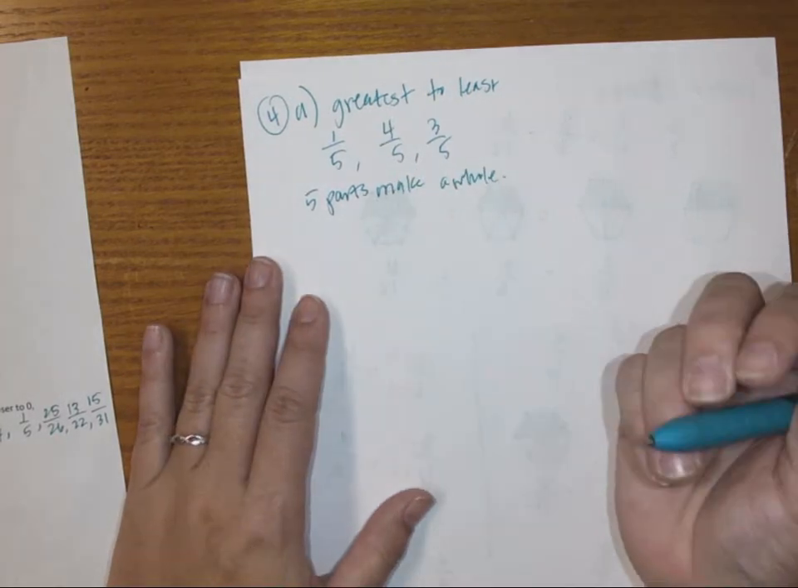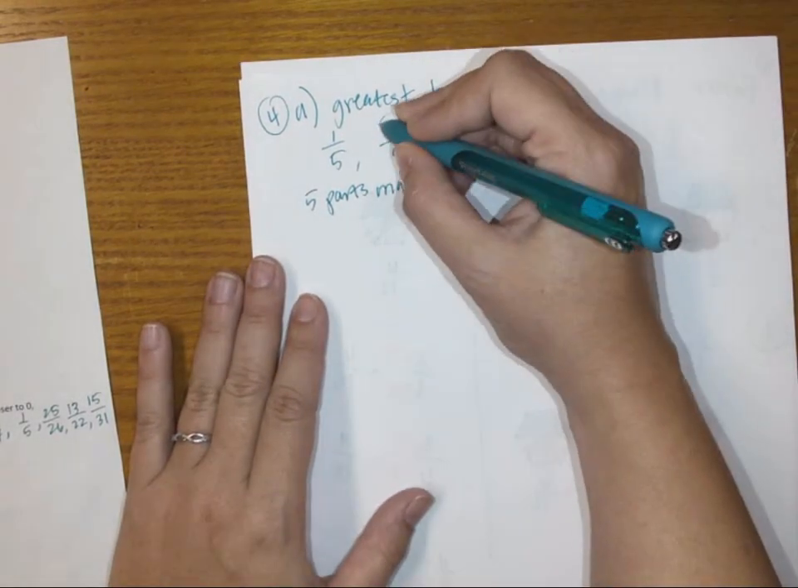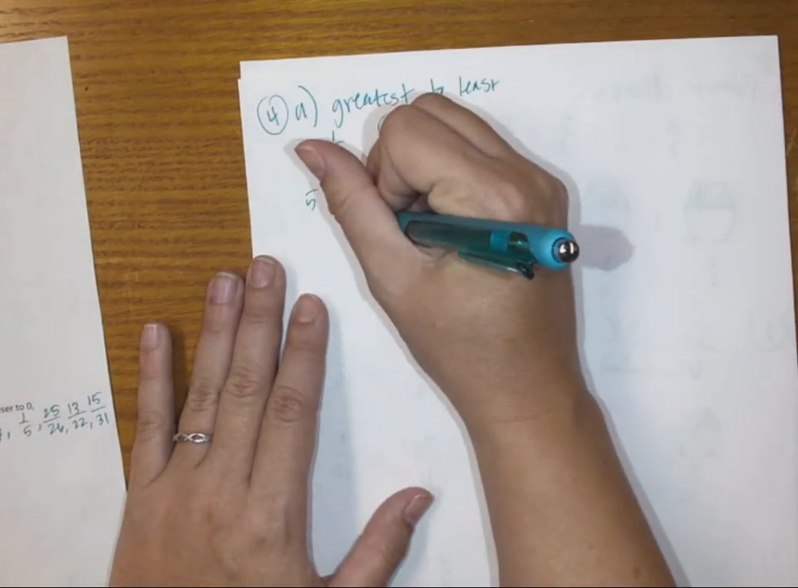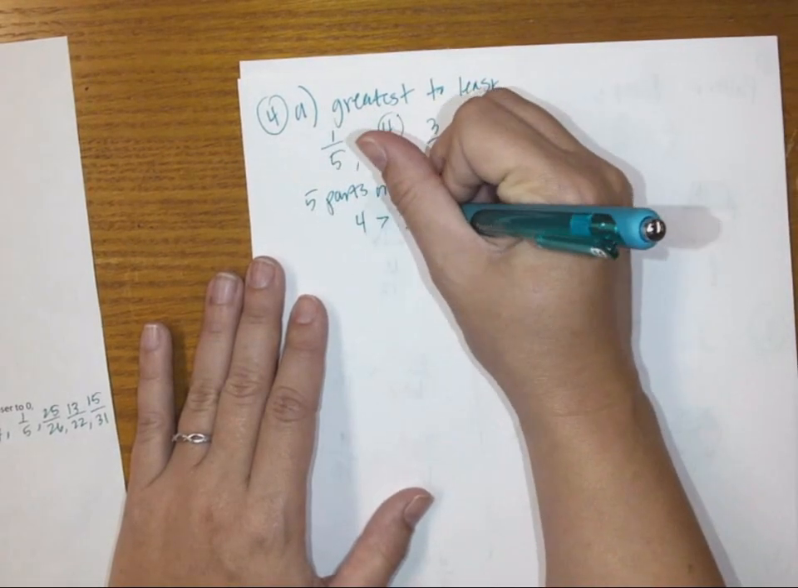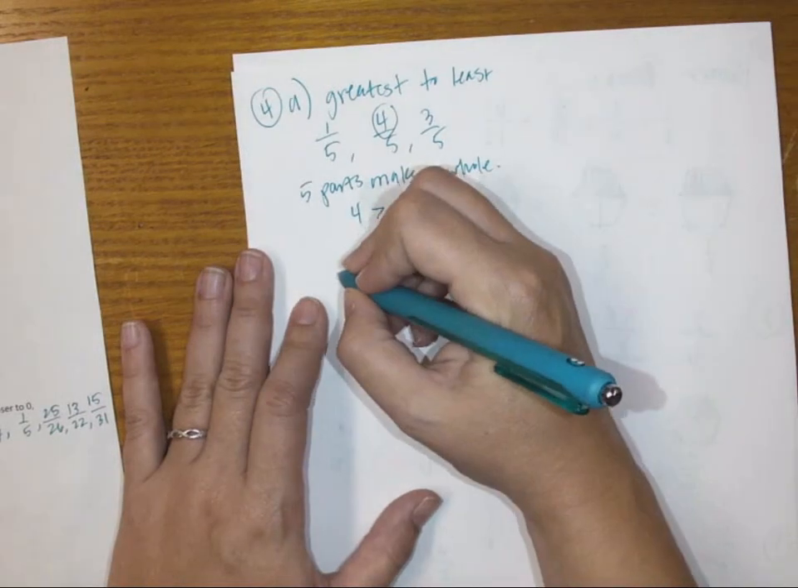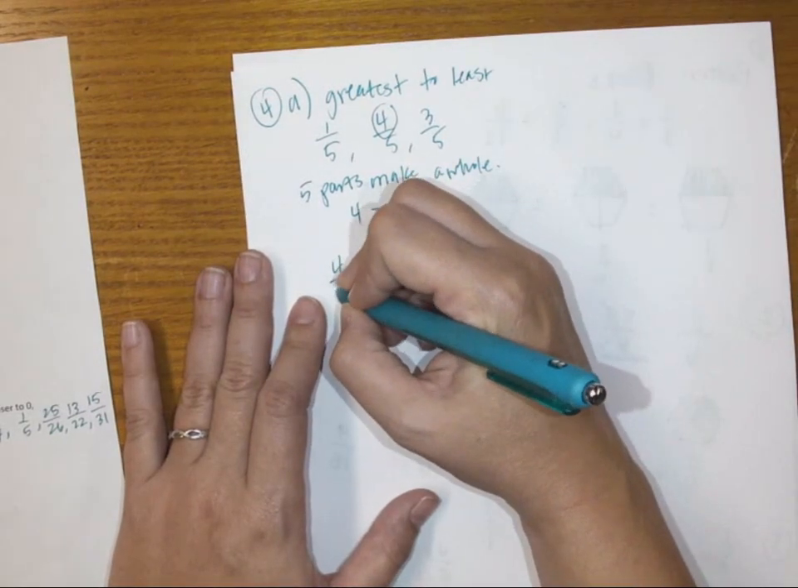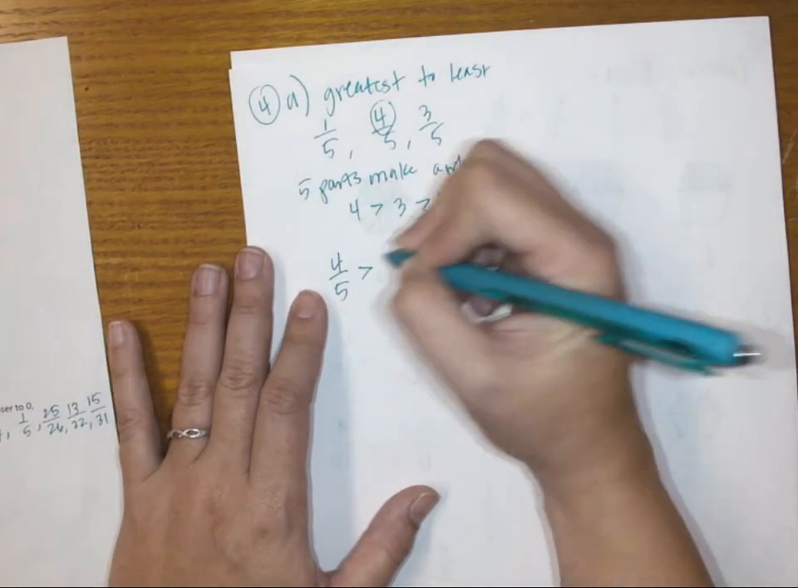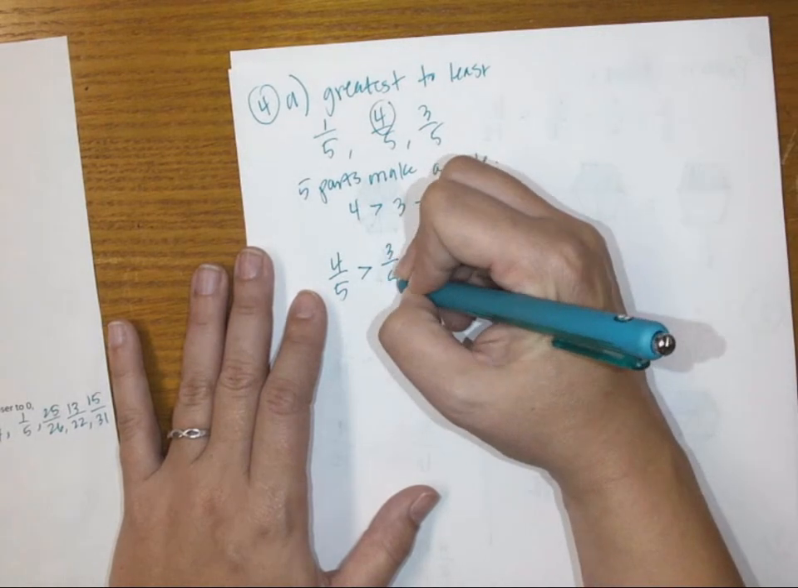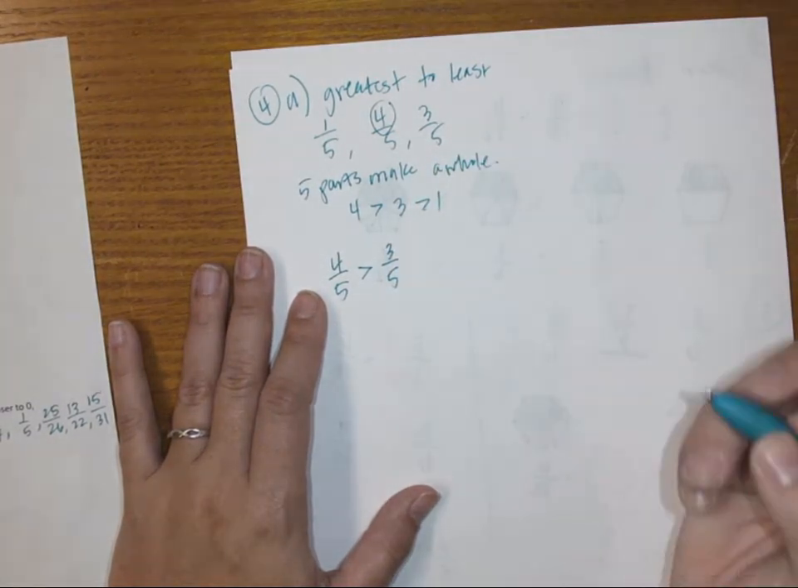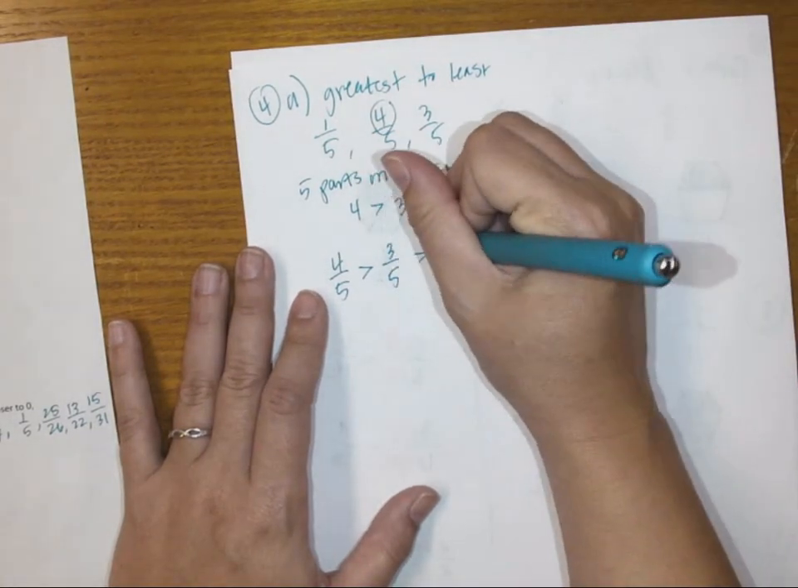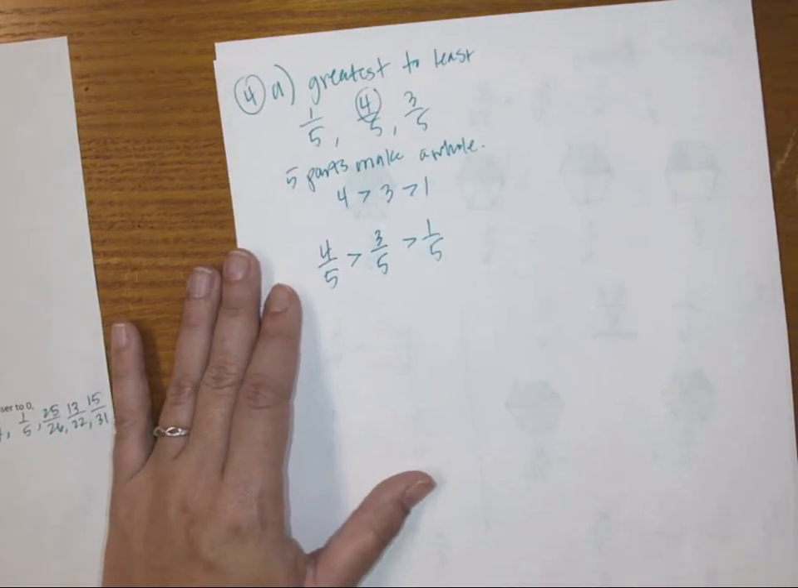4/5 is the greatest fraction because 4 is the greatest number, right? So 4 is bigger than 3, 3 is bigger than 1. So that means that 4/5 is my biggest fraction. That's greater than 3/5, which is my next biggest fraction. And that's greater than 1/5, which is my smallest fraction.